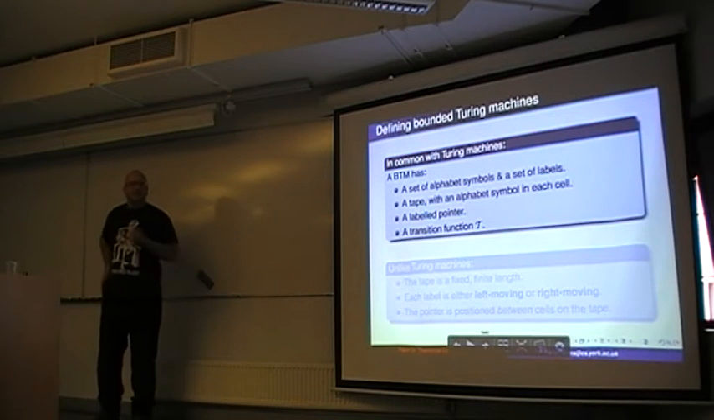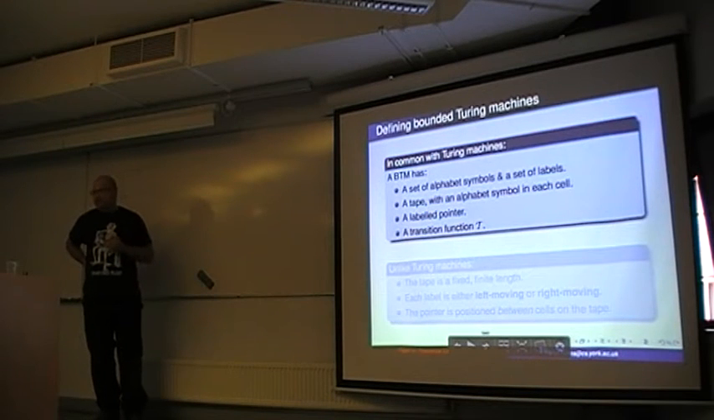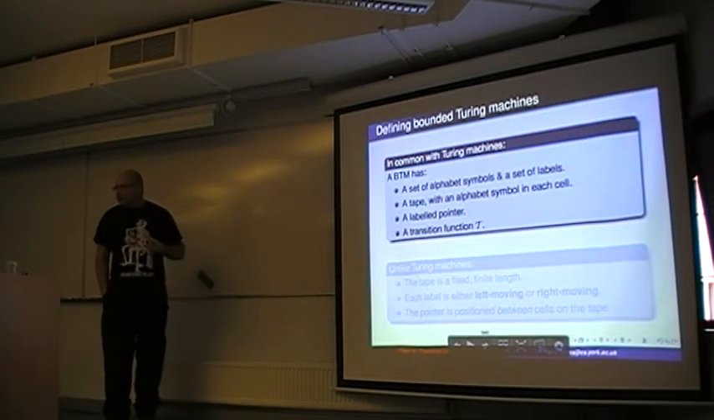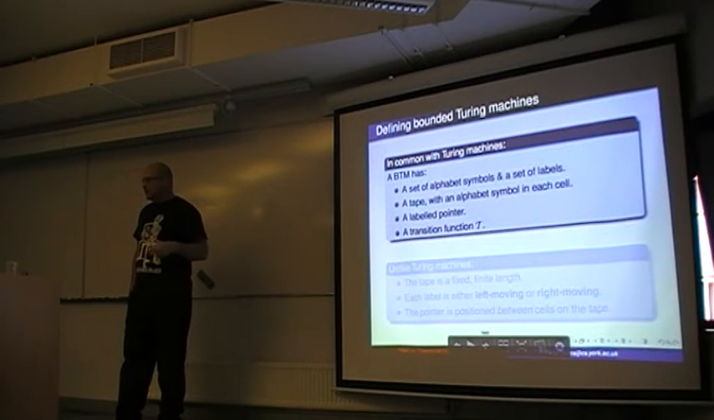Okay, now I'm going to do some formal definitions here, but they're kind of simple. So these things are pretty much like Turing machines. We've got alphabet symbols, a set of labels, a tape, and a transition function that tells us how to get from one state to the next.